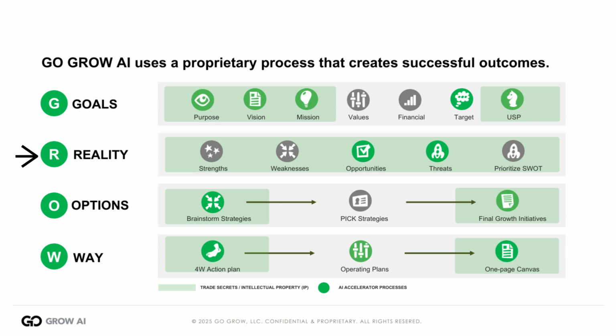Next, reality. Conduct a detailed SWOT analysis of your strengths, weaknesses, opportunities, and threats through 20 guided questions. Then, options. Brainstorm and explore growth strategies using AI-supported prompts. Lastly, weigh. Turn your ideas into actionable plans using the 4W framework. What will be done, who will lead it, when it will happen, and what success looks like.